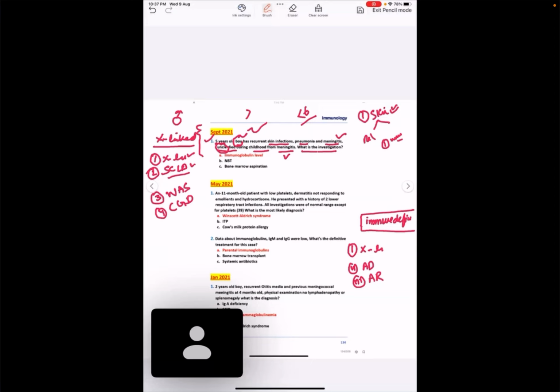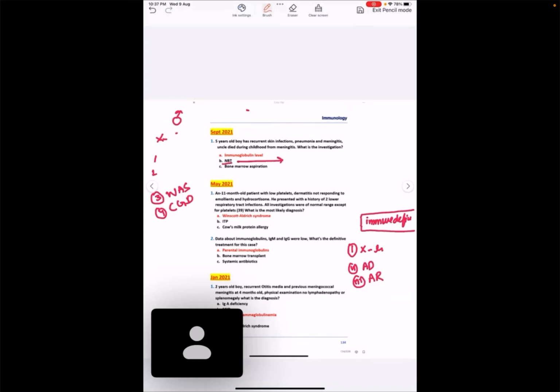So this question took me to the diagnosis of X-linked agammaglobulinemia. Why not the others? The NBT test, the nitroblue tetrazolium test, is done for which disease? That is done for chronic granulomatous disease. Is the child presenting with recurrent abscess? No. That is also X-linked recessive, but there is no history of recurrent abscess. That is the key point for diagnosing CGD.